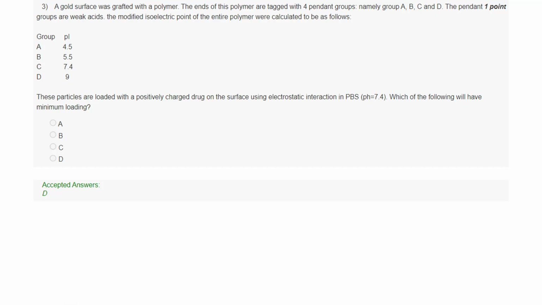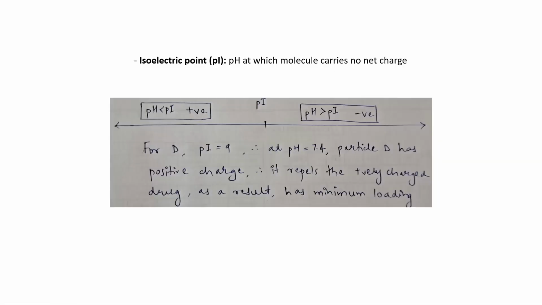Now if the polymers have a negative charge and your drug has a positive charge, there is going to be a very strong electrostatic interaction. So both of these polymers will have a high drug loading. Now compared to all these three, if you see polymer D, which has an isoelectric point of 9, here the surrounding pH will be lower than the isoelectric point. So that means if we go lower, then the molecule is going to have a positive charge. So positive charge will repel, and as a result, polymer D is going to have the least loading. Does this answer make sense to you?